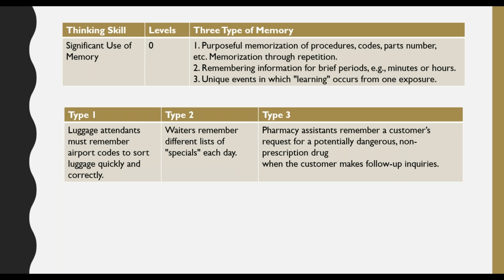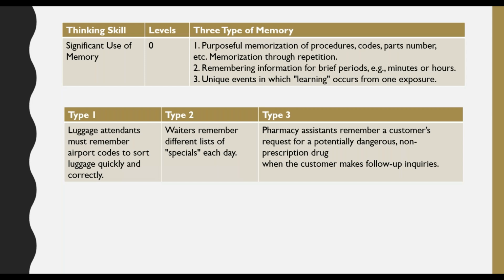So these examples, I'm just going to go through them because it's interesting that we're not looking at levels, we're looking at types of memory. So at type 1, that memorization, luggage attendants must remember airport codes to sort luggage quickly and correctly. I always think we don't use memorization anymore, but there are many different occupations where it's still very much required to have that skill. To be able to work efficiently, you need to have that ability to memorize. We live in a world where you can look things up, but that's not the reality in many different occupations. It is in the world of education typically, but not all occupations.